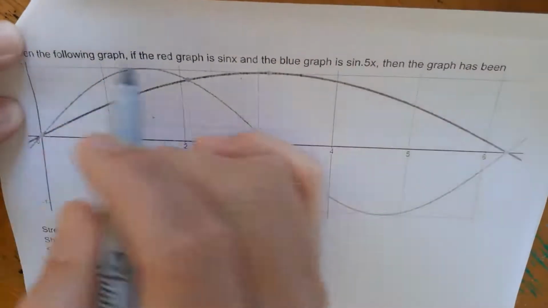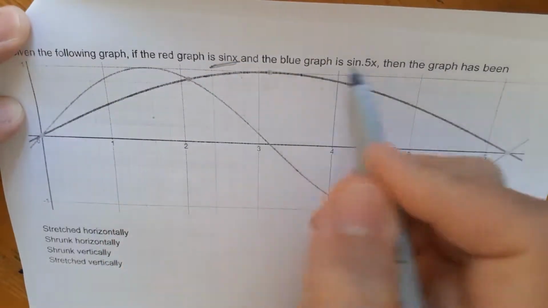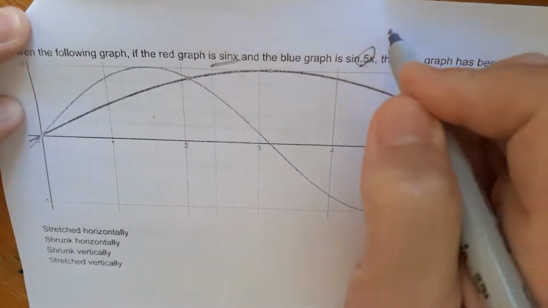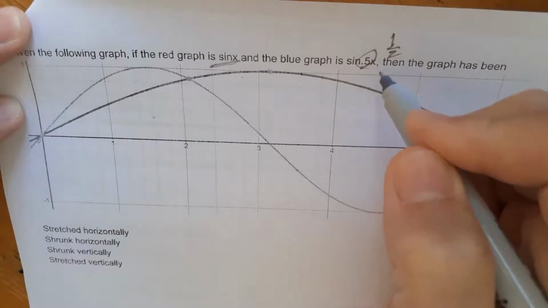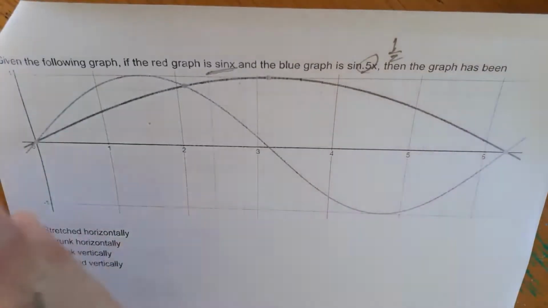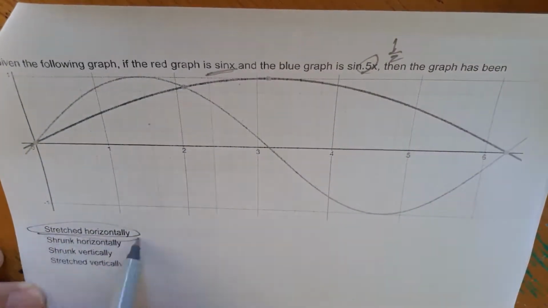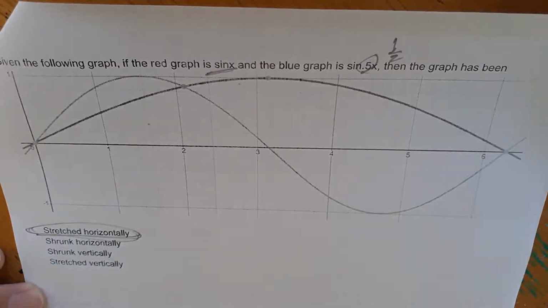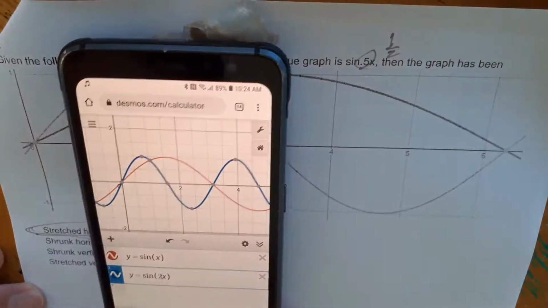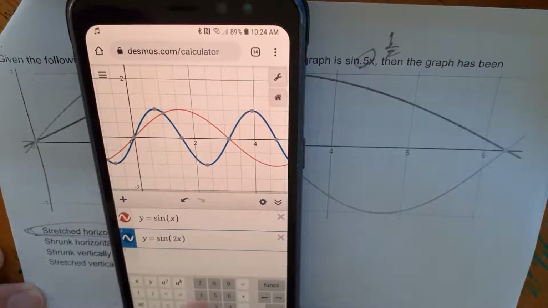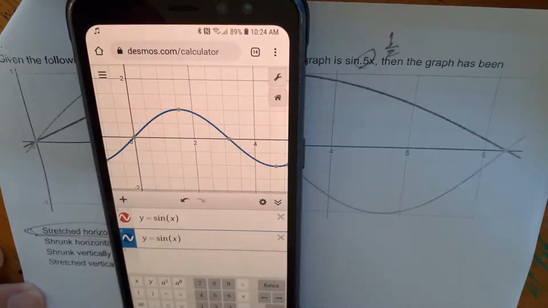So here we go. They're giving us the original sine, and now they're putting 0.5x. 0.5 is the same as 1/2, right? So 1/2 times the x. Then the graph has been, we're going to say, stretched horizontally, right? Let's go ahead and just check it. Use our Desmos to do it. Let's put a 0.5x right there, and there it goes.